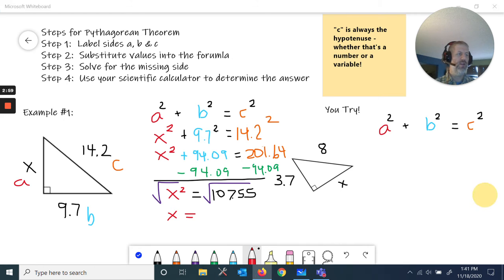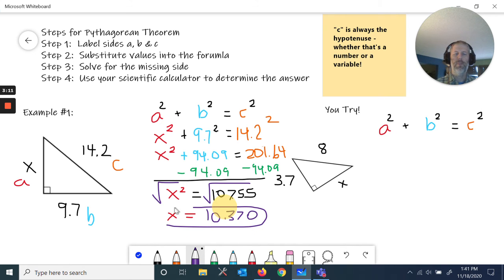Which leaves us with x equals, and we'll type that in over here. So square root of 107.55 is 10.370. Remember to always go three numbers past the decimal place. 10.370. Okay, so there's my example. Hopefully that helps you out. I'll let you take a second, pause the video. You can try the second one, and then I'll give you the solution.